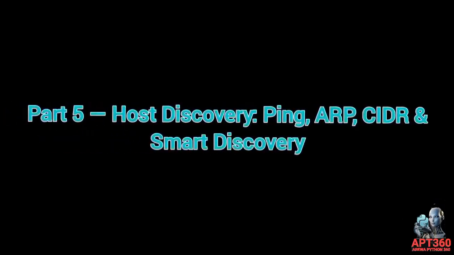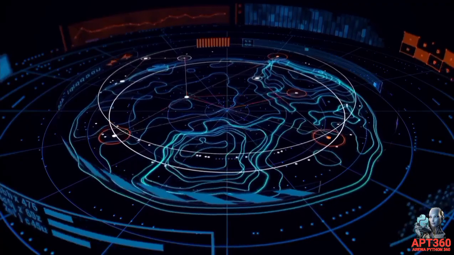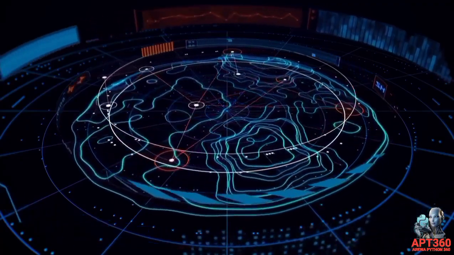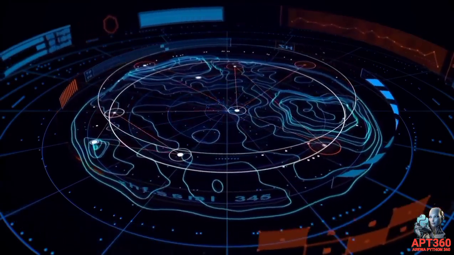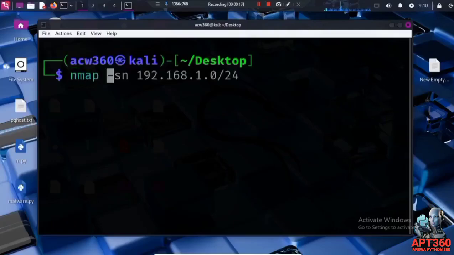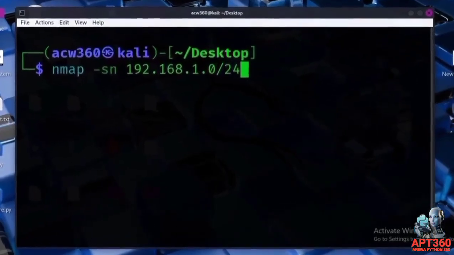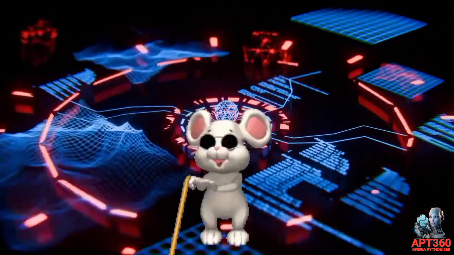Part 5, Host Discovery: Ping, ARP, CIDR, and Smart Discovery. Picture this. You walk into a building with 100 locked doors. Which ones lead to people and which ones are just empty rooms? Before you start breaking in, you need to know which doors are real. That's exactly what we do in hacking. And in this video, I'll show you how to use Nmap to discover live hosts inside a network. This is called host discovery, and without it, you're blind.